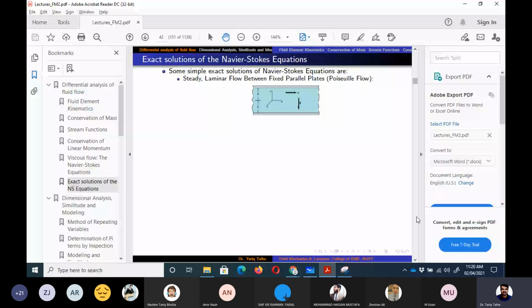between fixed parallel plates, and we call it Poiseuille flow. Right? So we have two infinite plates. Infinite means that they are infinite in x and infinite out of the board, and the only variation is along the y-axis, and the flow is happening in the x direction.